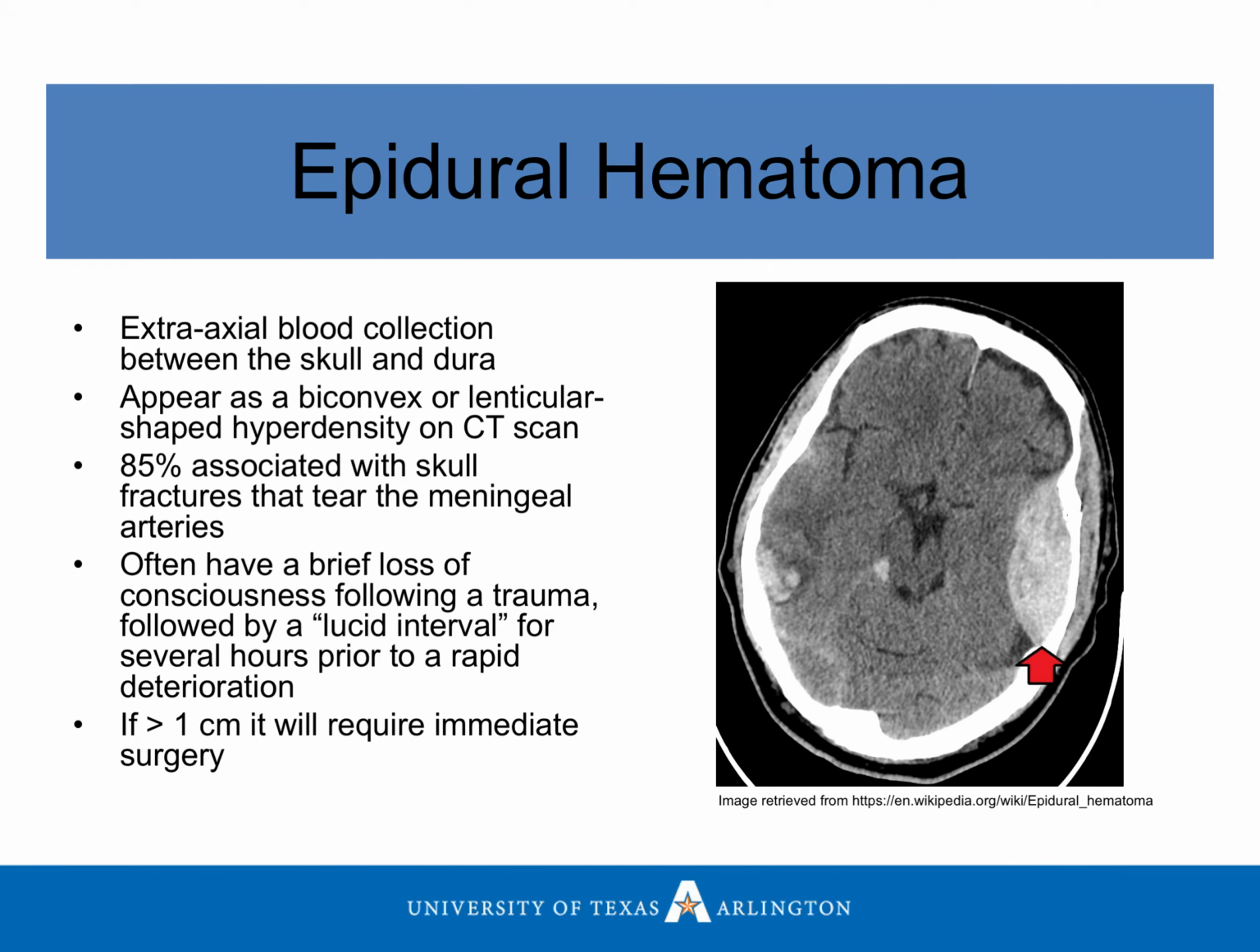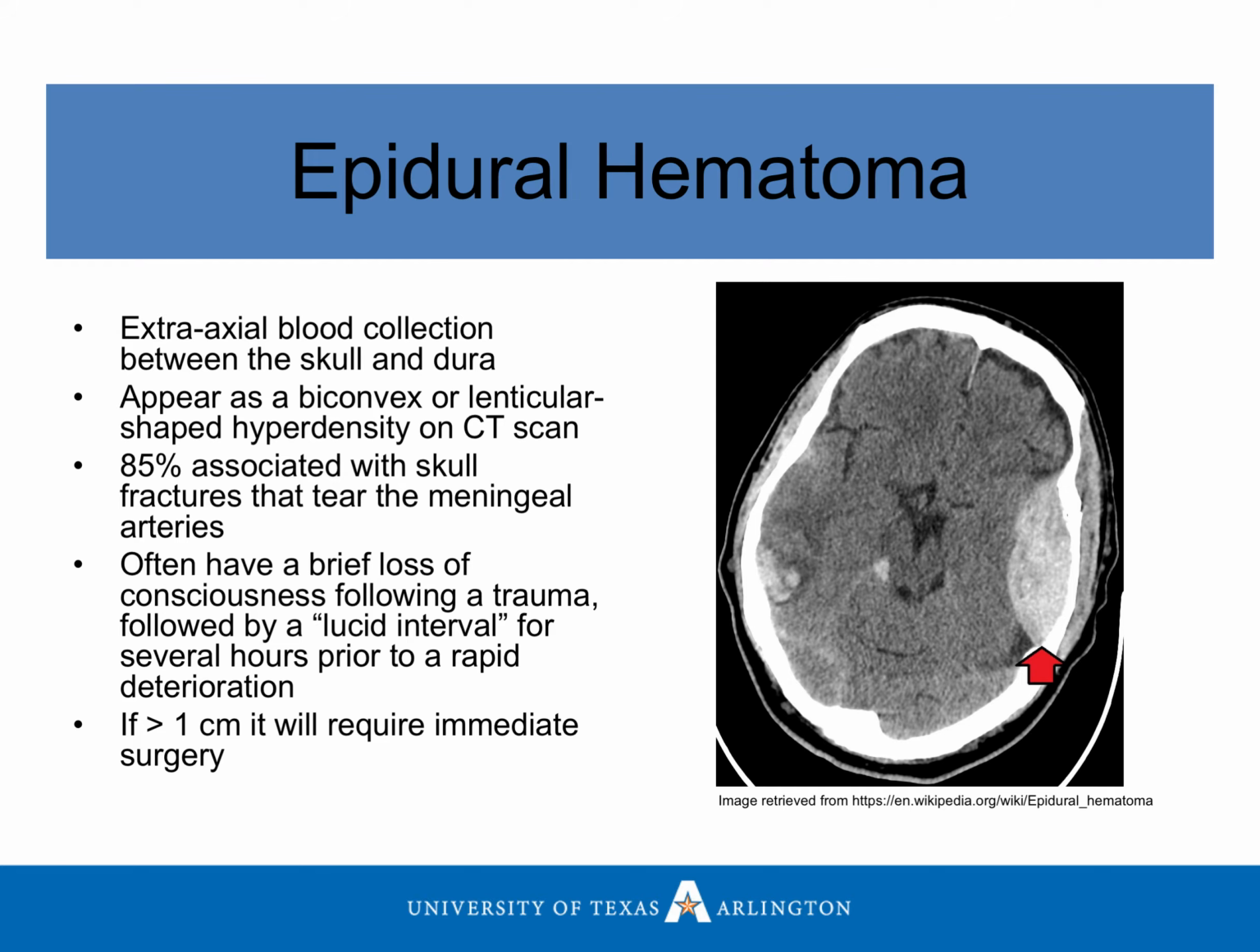So the next one we'll talk about is the epidural hematoma. And this is an extraaxial blood collection that occurs between the skull and the dura. And as you can see on the CT, they appear as a biconvex or a lenticular shaped hyperdensity. So it's the white area that the red arrow is pointing at, and you can see the biconvex shape right there. And so 85% of these are associated with skull fractures and tears of the meningeal arteries.